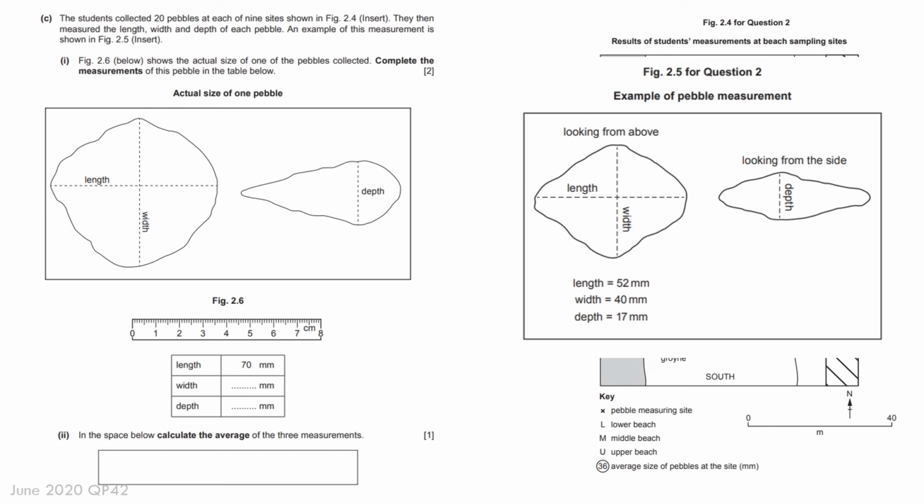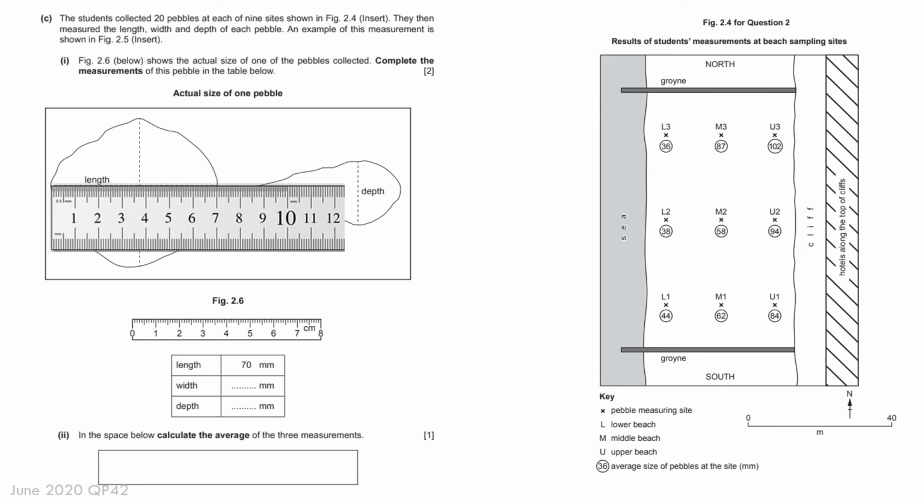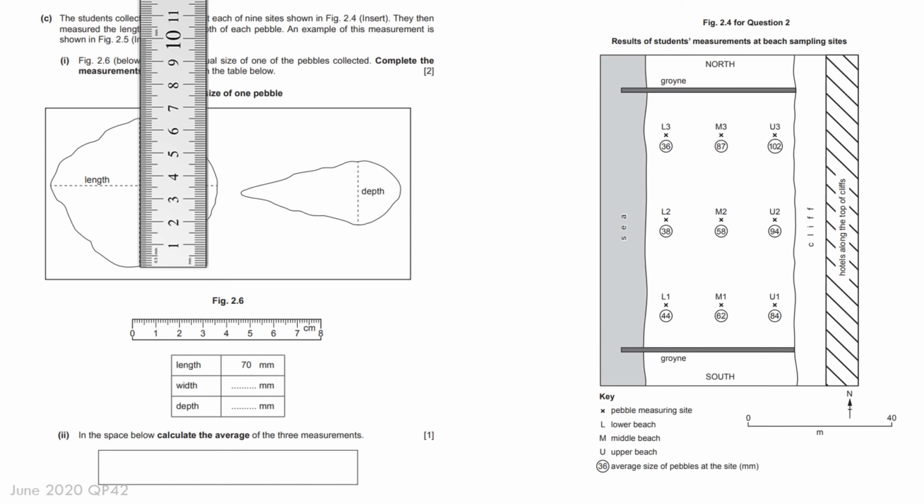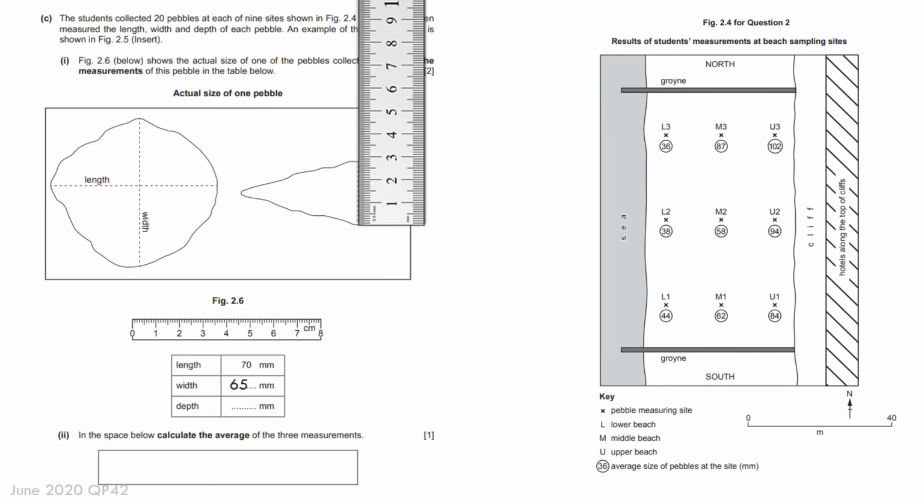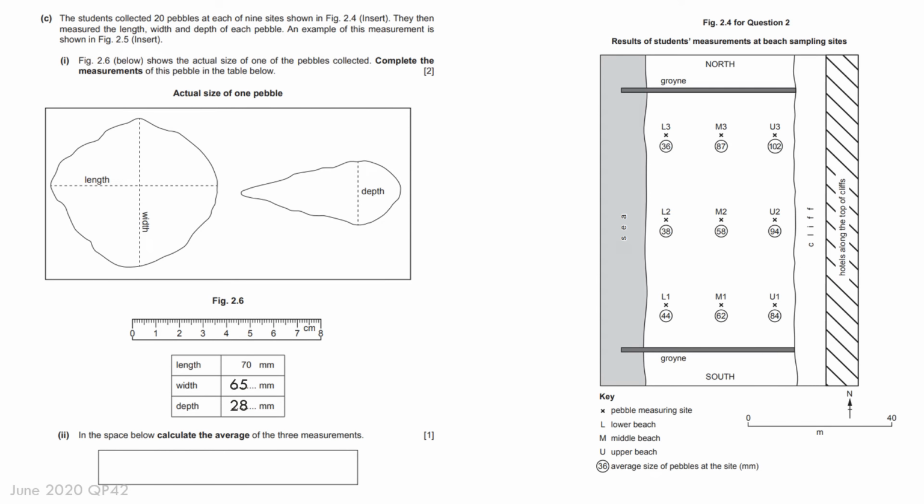If we go through the first bits, this is the figure from the question example of pebble measurement again. This tells you the width, the length, and the depth. Nicely, it gives you a scale. That is an 8 centimeter ruler on there. On this figure, you can use your ruler because it's scaled 1:1. If I put my ruler up against this, you can see it's 7 centimeters. The width is 6.5. So I'm going to write that information in there as 65 millimeters and 28 millimeters.